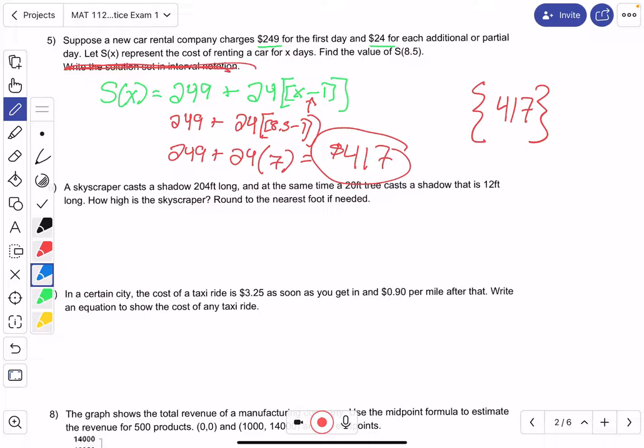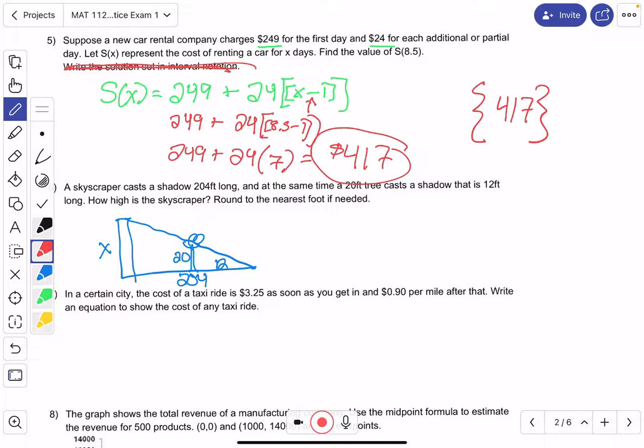All right, skyscraper casts a shadow 204 feet long. So here's our skyscraper, here's our shadow. Then we have a tree that is 20 feet tall and casts a shadow that's 12 feet long. We want to find the skyscraper. So this is similar triangles. It was like the cone problems we did in the lesson for one of the sections.